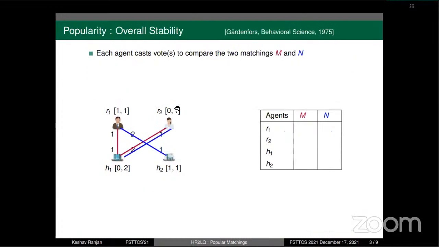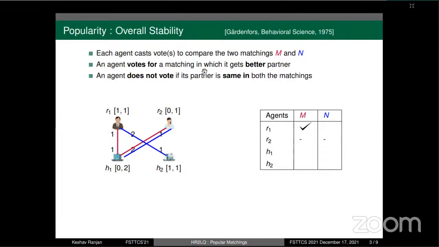So we study another notion of optimality called popularity, which was introduced by Gärdenfors in 1975. It provides overall stability because the majority of agents do not wish to deviate from it. Here we can compare any two matchings in a head-to-head election where agents cast votes. So an agent will cast its vote for the matching in which it gets a better partner, and an agent can cast up to upper quota many votes, but for those positions which are filled, where it is indifferent between both the matchings, it refrains from voting.